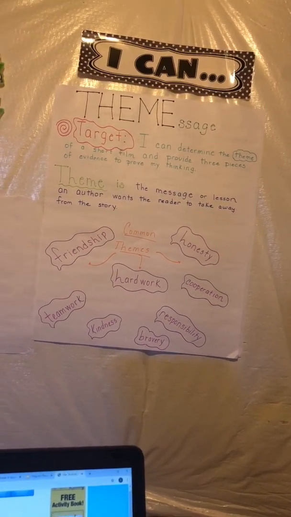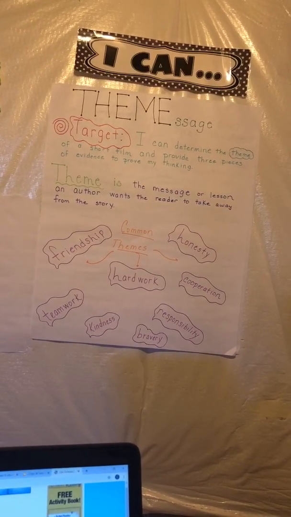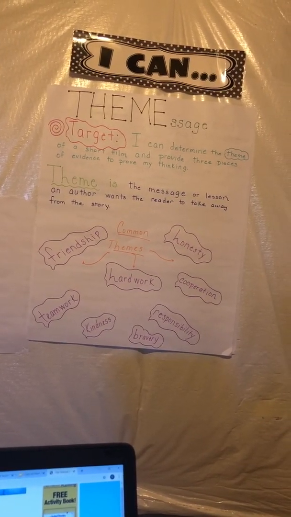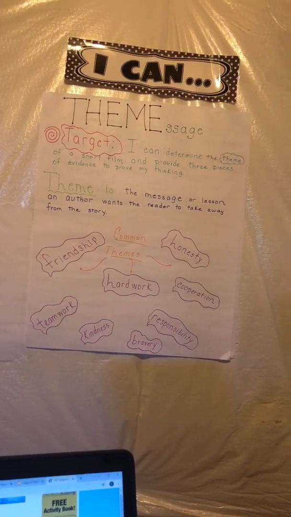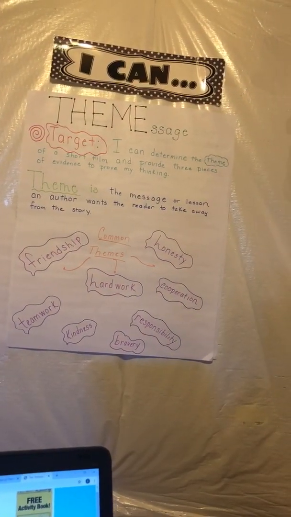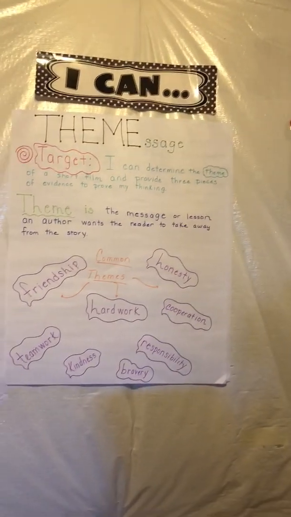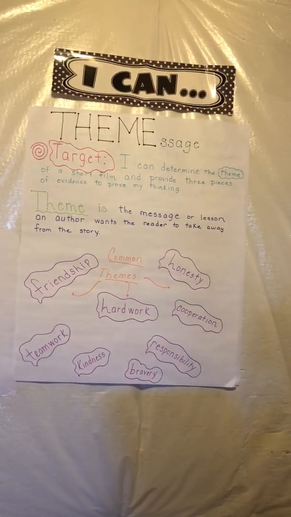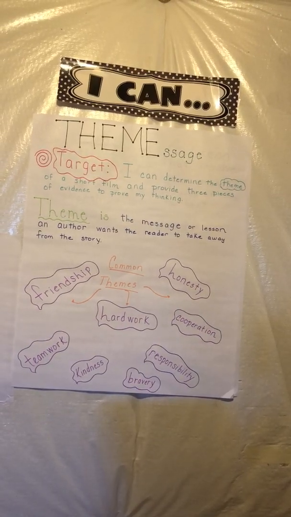Today we're going to be determining the theme of a fable and providing 3 pieces of evidence to prove our thinking. So basically, it's going to look very similar to our first 2 lessons this week. It's just going to be a different genre, a fable. By now, you should be familiar with what theme is. We've had a couple of days to tackle this and work through some reading on our own.